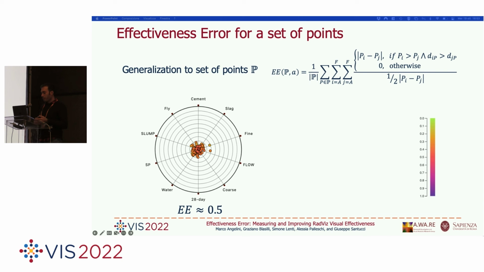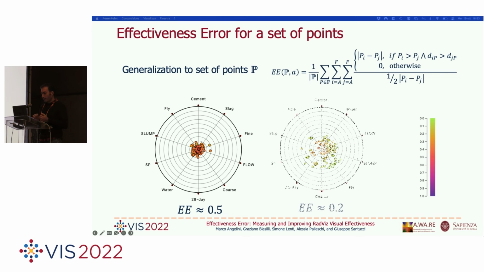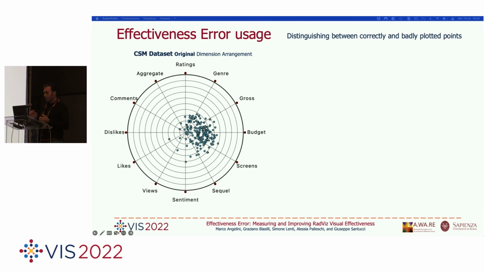And for example, this dataset has an error of 0.5, and if we use a different dimension arrangement, the error improves. Now it is around 0.2, and a lot of points are green, meaning that they have a very low error. The effectiveness error can be used to distinguish between badly and correctly plotted points, and therefore to support the correctness of assumptions that can be made looking at the Radviz.